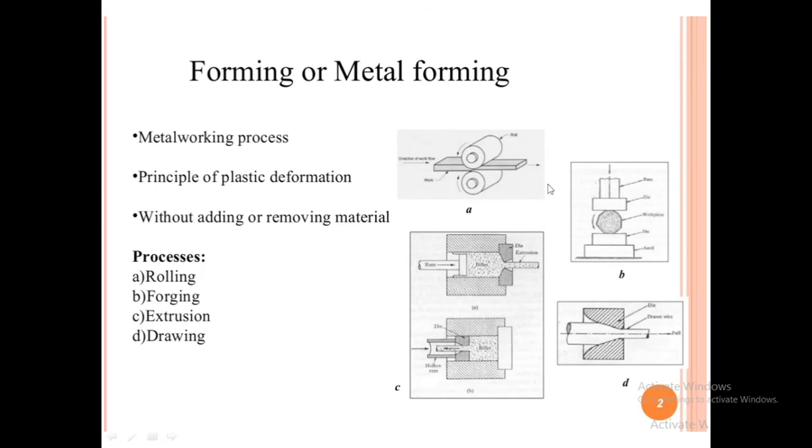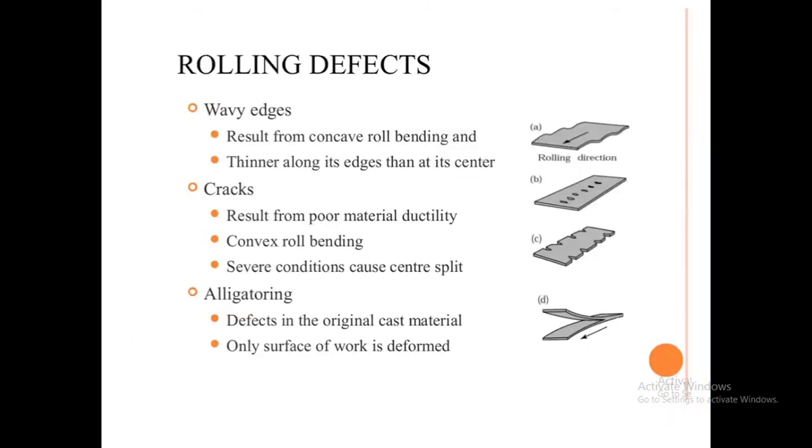So these are some of the metal forming processes that we have learned in our unit 1. Now we have to find out what the different defects in them are. The first one is wavy edges. If we see rolling image A, in which the edges get waved, this is a defect in rolling.